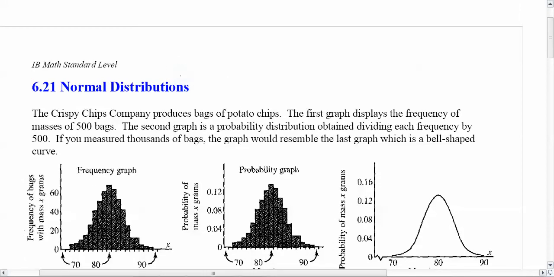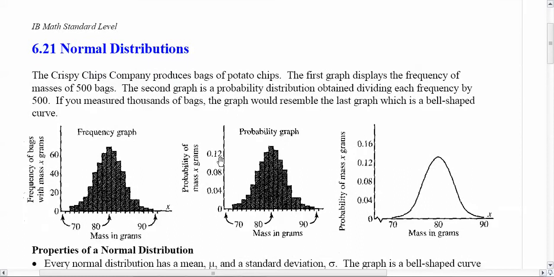So today we're looking at normal distributions. And like we saw last time, when we graph a histogram and we graph more and more and more bars, it starts to look more like this bell-shaped curve. And this is called a normal distribution. And it's really useful for solving a lot of application problems.